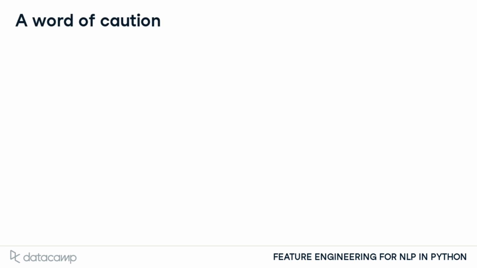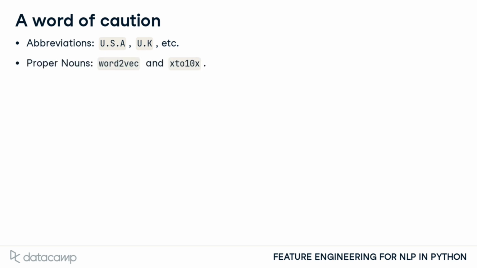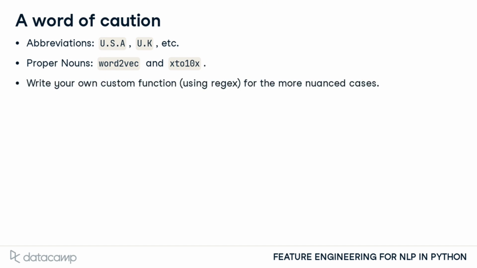If isalpha as a silver bullet that cleans text meticulously seems too good to be true, it's because it is. Remember that isalpha has a tendency of returning false on words which we would not want to remove. Examples include abbreviations such as USA and UK which have periods in them, and proper nouns with numbers in them such as word2vec and x to 10x. For such nuanced cases, isalpha may not be sufficient. It may be advisable to write your own custom functions, typically using regular expressions, to ensure you're not inadvertently removing useful words.